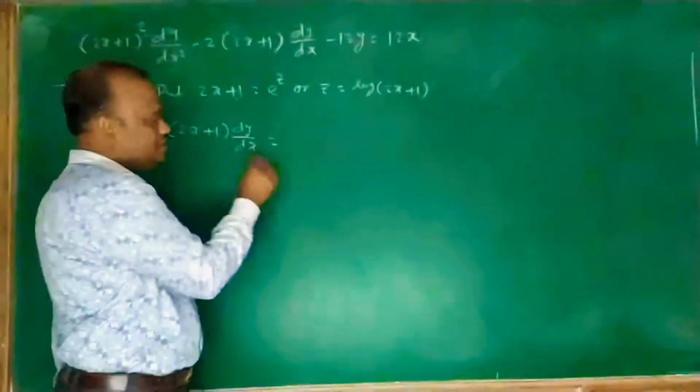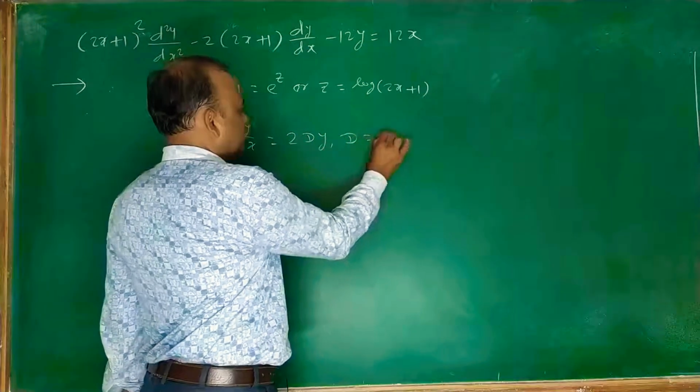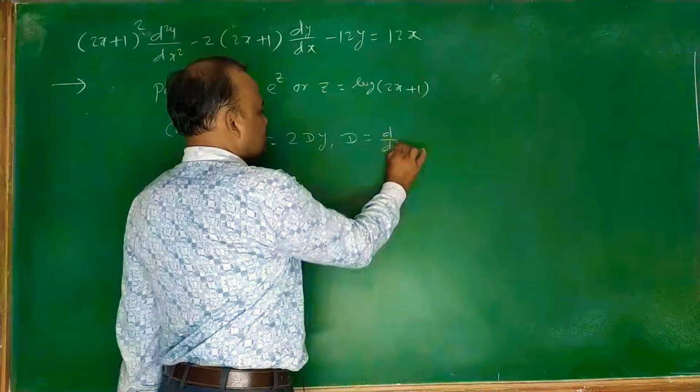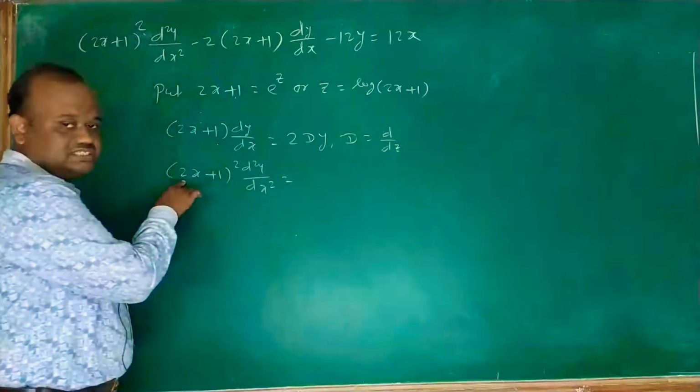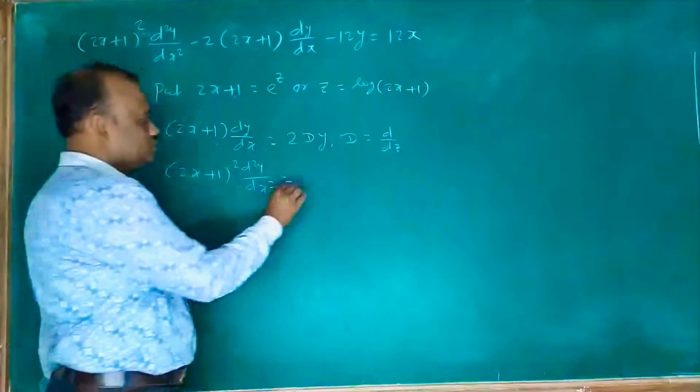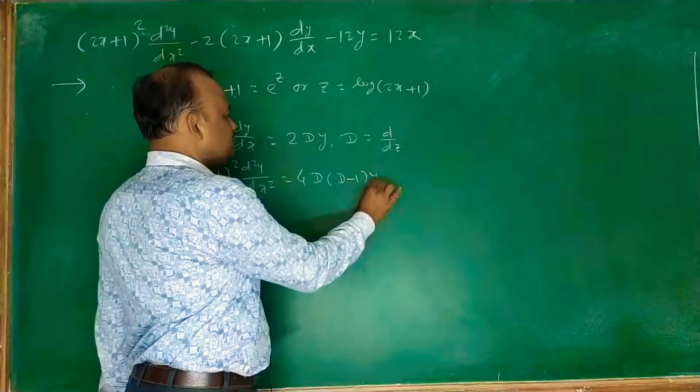What is the value of A here? A is 2 into capital D y, where capital D is d by dz. The second one is (2x plus 1) whole square d2y by dx square is equal to A square, and A square means 2 square, so 2 square is 4D into (D minus 1) y.